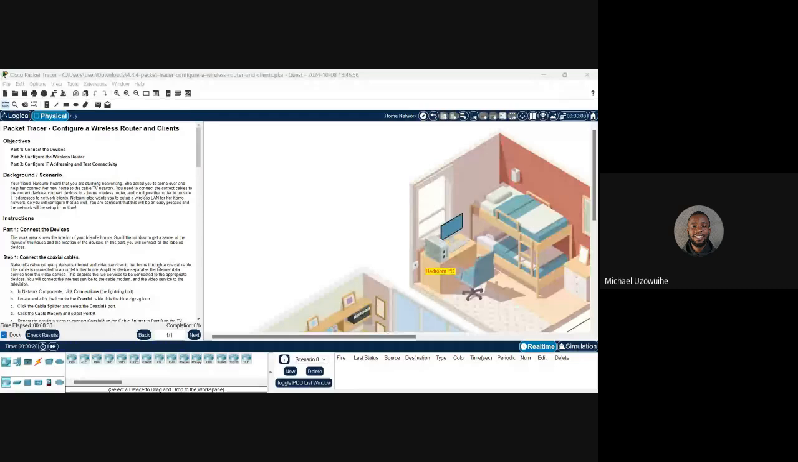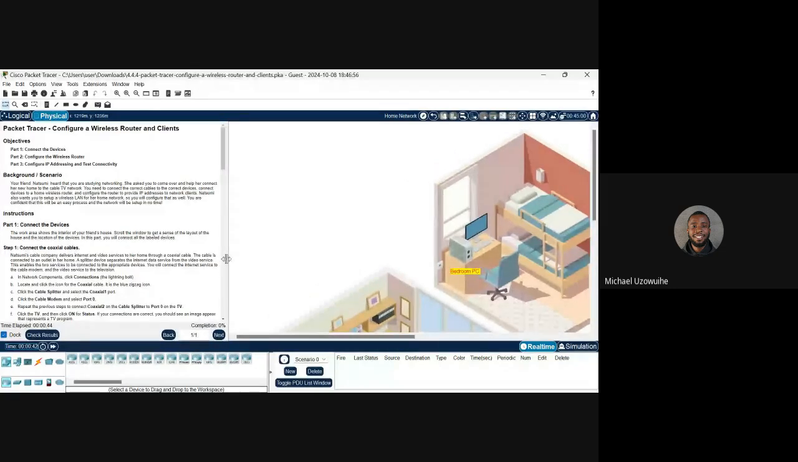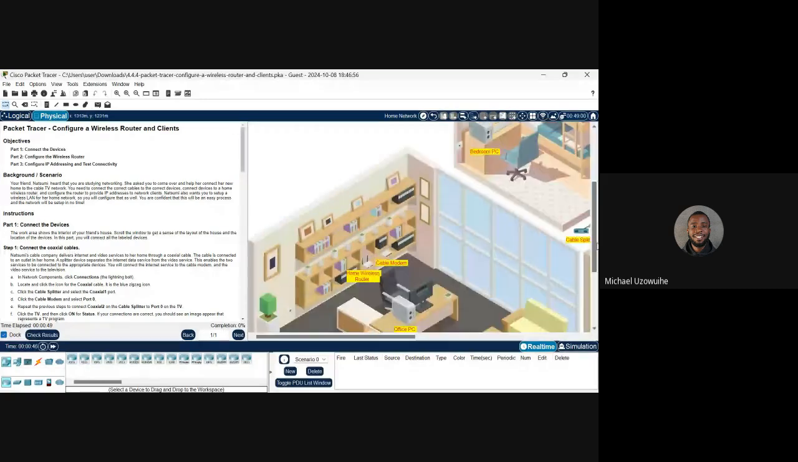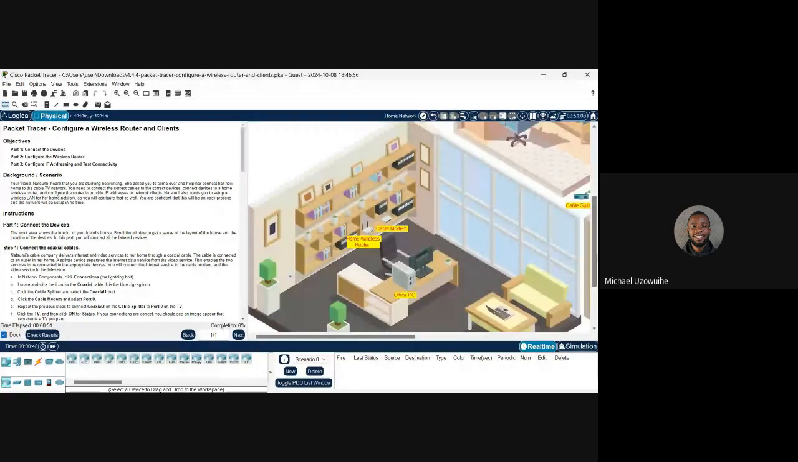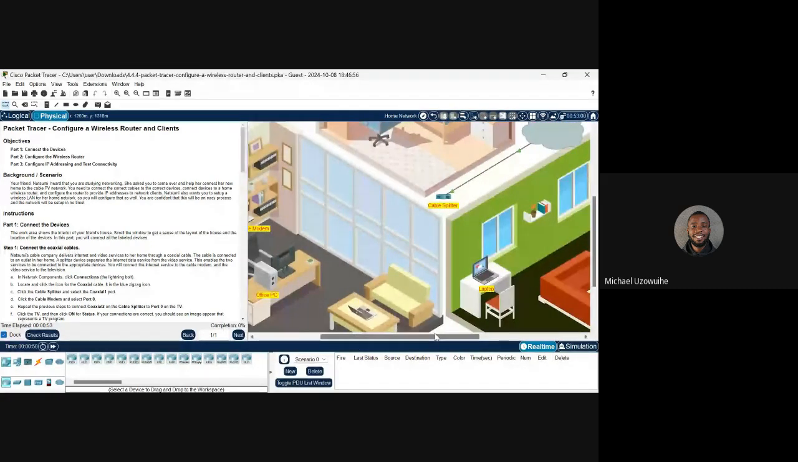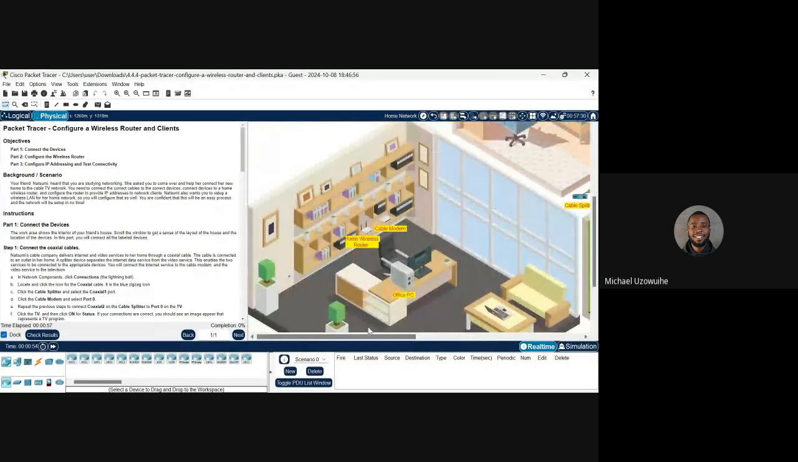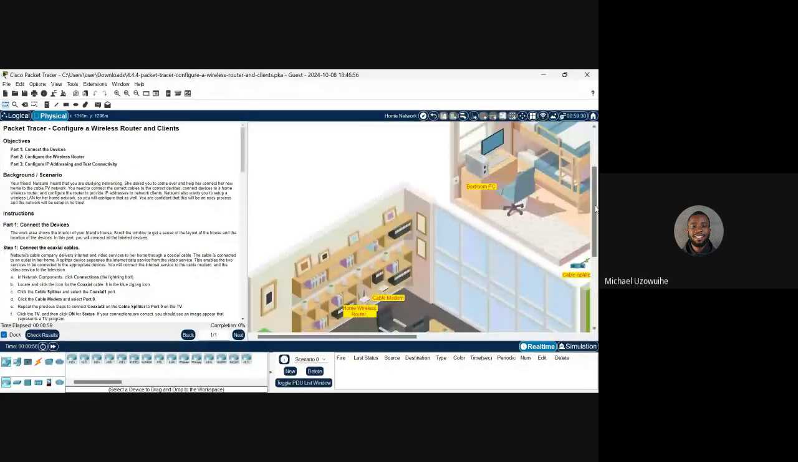Can you guys see my screen now? Yes, sir. All right, I wanted to show you a simulation, what it looks like. You can see this is trying to replicate an actual house. You can see these things I'm trying to show.